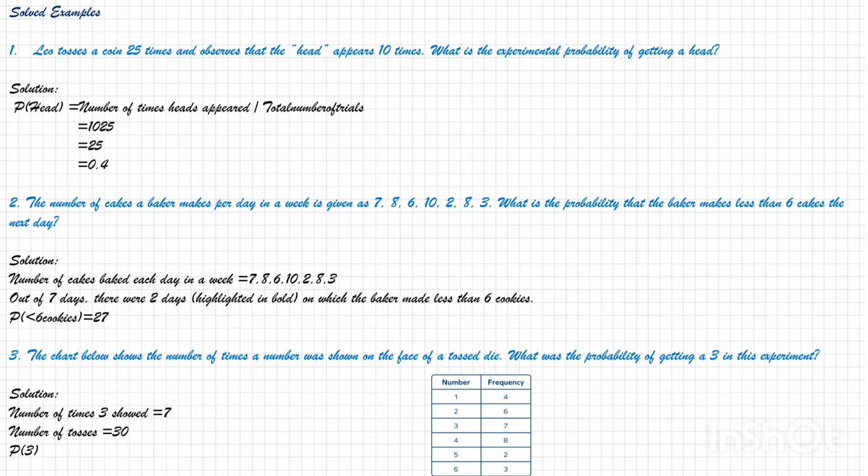The chart below shows the number of times a number was shown on the face of a tossed dice. What is the probability of getting a 3 in this experiment? Solution. Number of times 3 showed is equal to 7 and number of tosses is equal to 30.